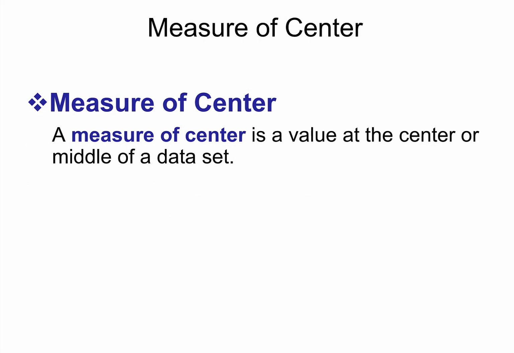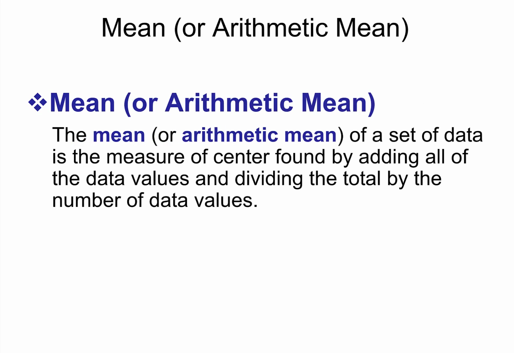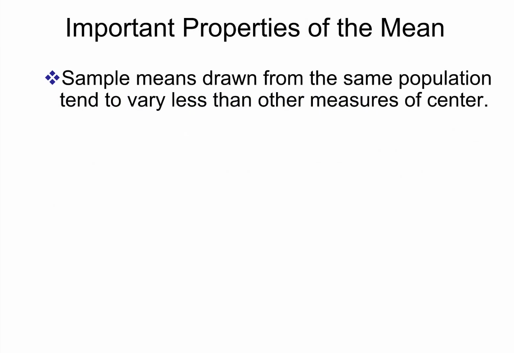A measure of center is a value at the center or the middle of a data set. The mean, or arithmetic mean, of a set of data is the measure of center found by adding all the data values together and dividing the total by the number of data values.